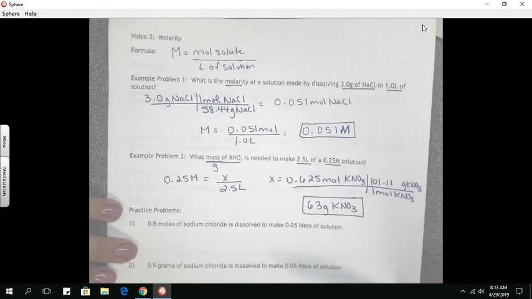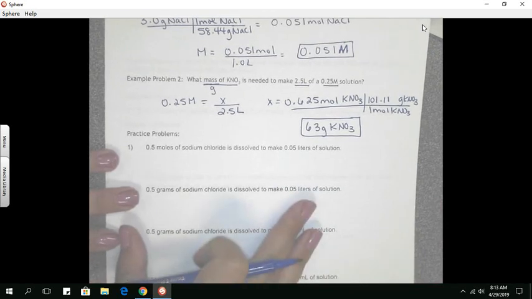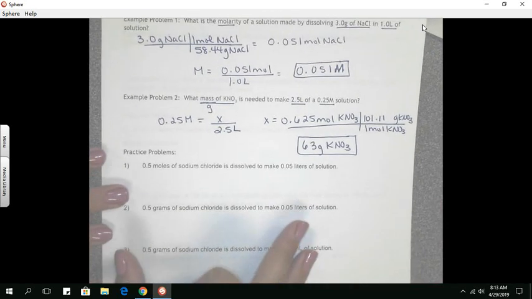Alright, so at this point you should pause and try the practice problems on your own, and then you can come back and check to see if you got them right.